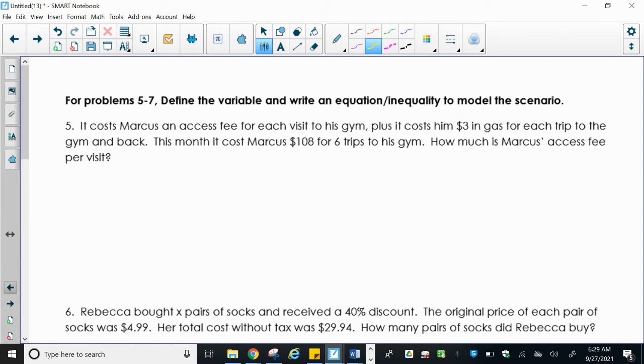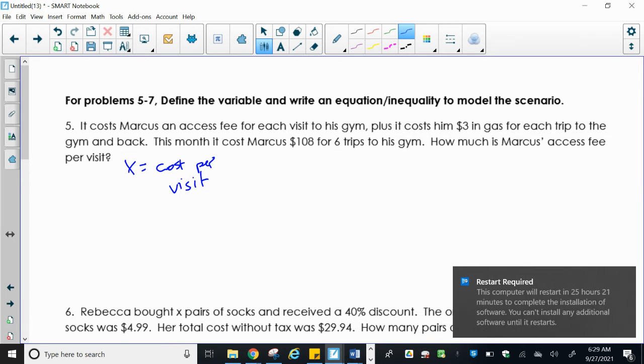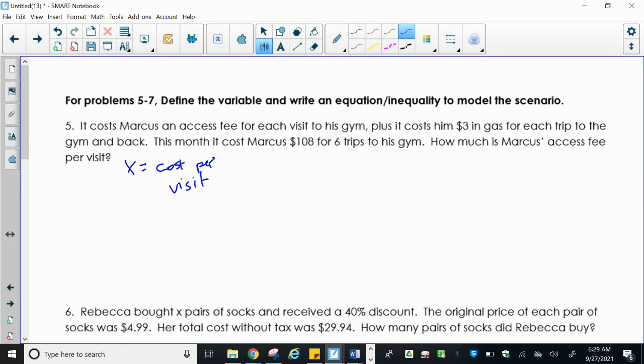All right, let's do a couple more. It says it costs Marcus an access fee for each visit to the gym, plus it costs him $3 in gas for each trip there and back. This month it costs Marcus $108 for 6 trips to the gym. How much is Marcus's access fee per visit? So we can say x can represent our cost per visit. It says $3 in gas for each trip for 6 trips to the gym. It costs a total of $108.